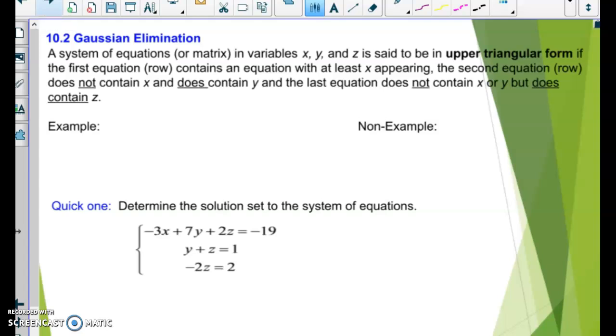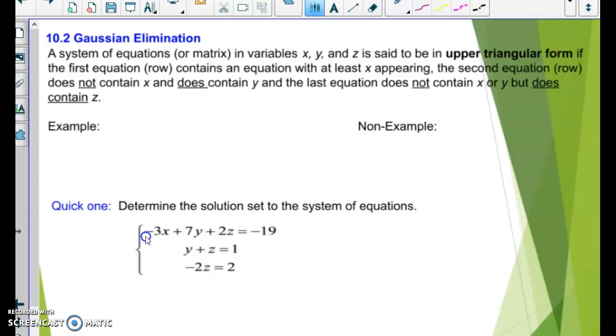A system of equations or matrix, which we are going to be talking about, in variables x, y, and z is said to be in upper triangular form if the first equation contains at least x appearing, and the second equation does not contain an x and does contain a y, and the last equation does not have an x or y. Basically the equations make a triangle where we have 3 variables, 2 variables, 1 variable. So that's what they're talking about when they say that.